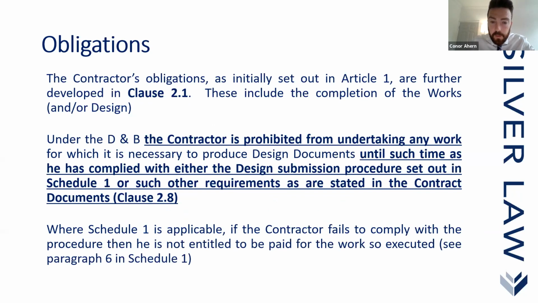Where Schedule 1 is applicable, if the contractor fails to comply with the procedure, then he is not entitled to be paid for the work so executed. And then you can check paragraph 6 in Schedule 1. Now that's in relation to where design has been rejected by the employer. And we talk about the employer, we talk about the employer's design team also, based on whatever novation agreements have been agreed and applied to the contract. But for the employer to reject any design, he's got to have been given the chance to actually approve the design in the first stage, and that's the contractor's responsibility to commence that process.